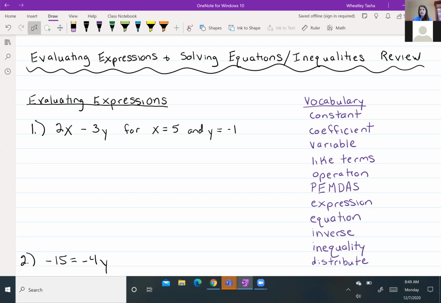I'll set a timer. I'll give you about a minute to copy that. Also, the actual equation, where it says evaluating expressions, I am going to do those with you guys. So just copy all the vocabulary, copy the first problem, and then if you're caught up, go ahead and try to solve that.